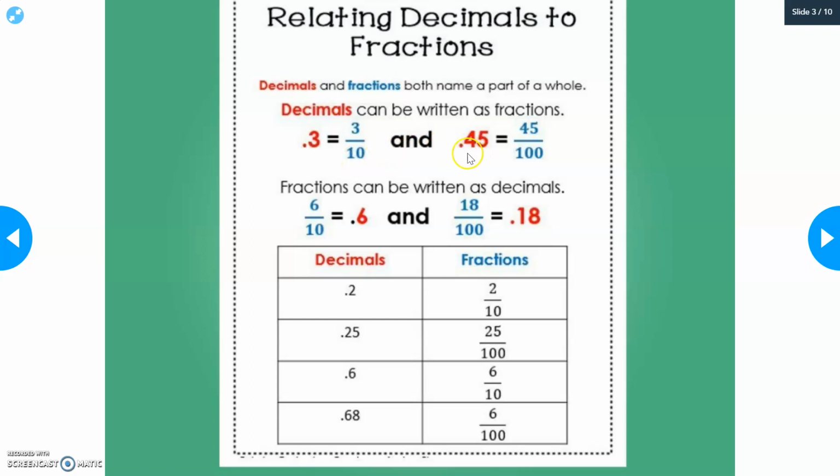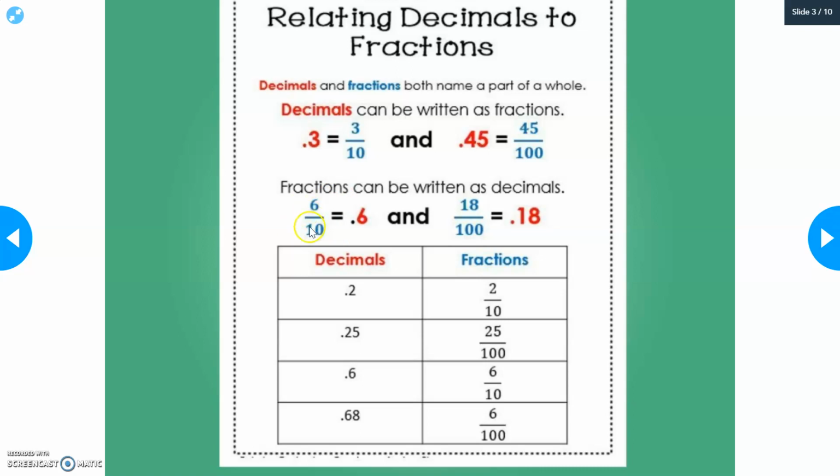Let's look at the decimal 0.45. We know it's 0.45 because we have our decimal point, we have a 4 in the tenths place, and a 5 in the hundredths place. So we can rewrite it as a fraction: write the number 45, draw your fraction bar, and then write the number 100. Now let's look at writing fractions as decimals.